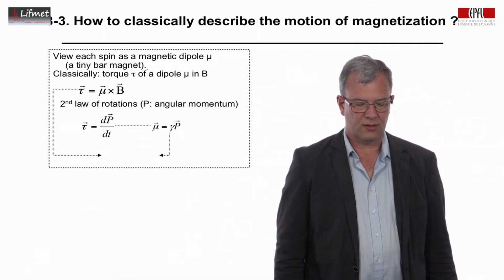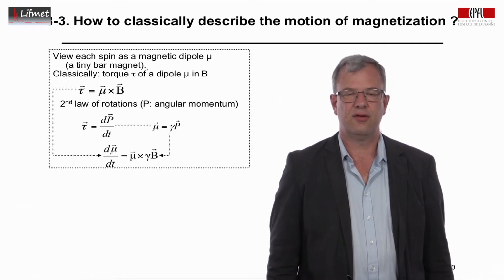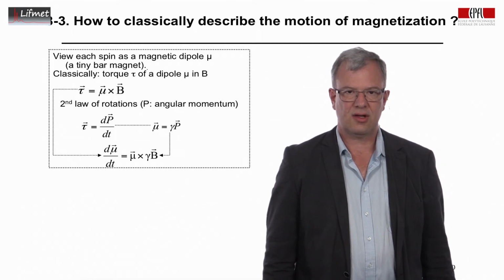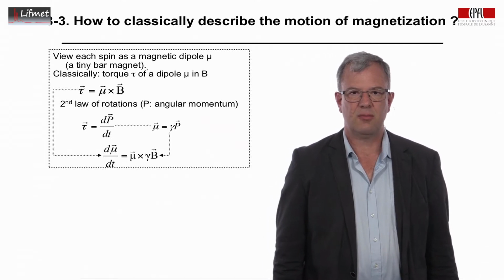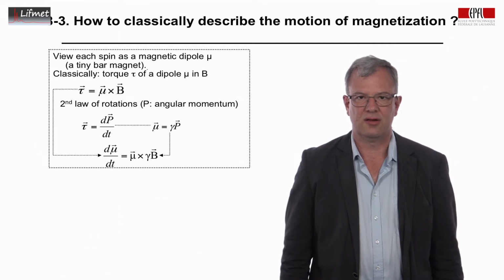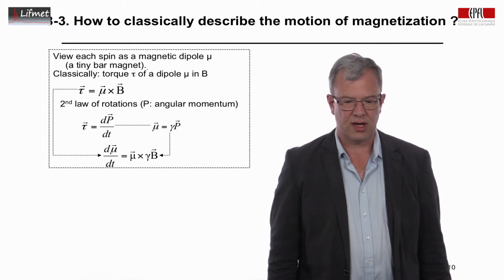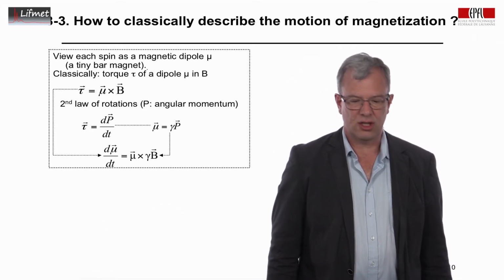We'll do this on both sides, and then we get that, classically, for a spin, the derivative of its magnetic moment is equal to the magnetic moment times gamma B, where B is the external field. So this is the motion for an individual spin, the equation of motion, classically.